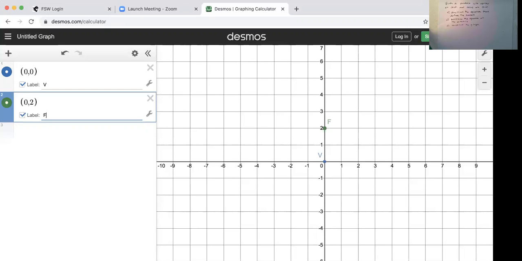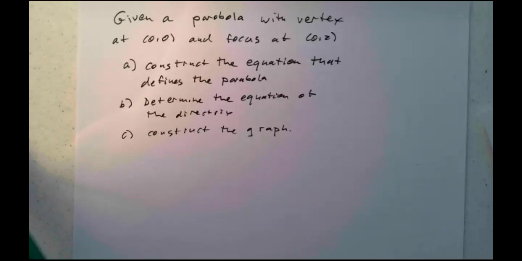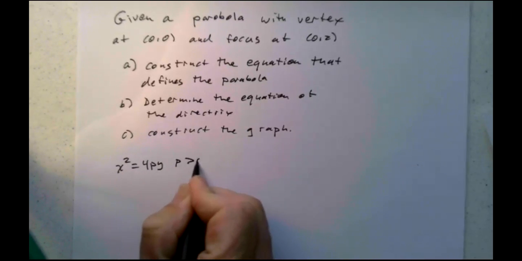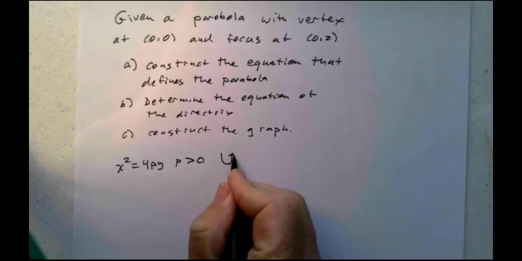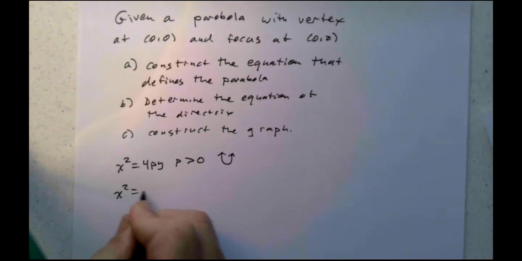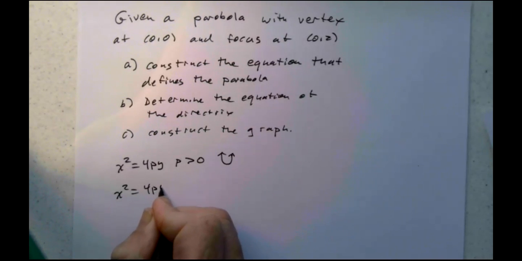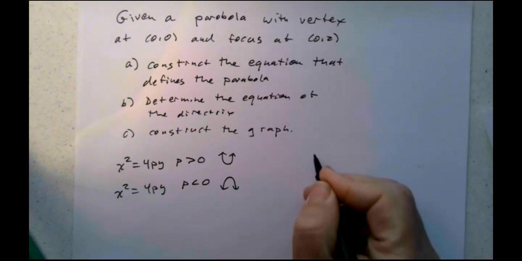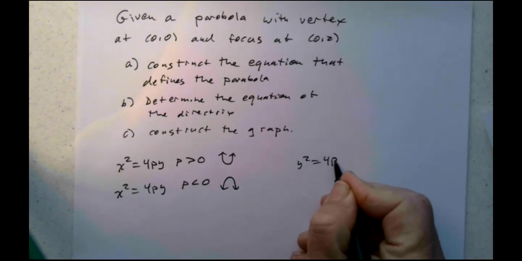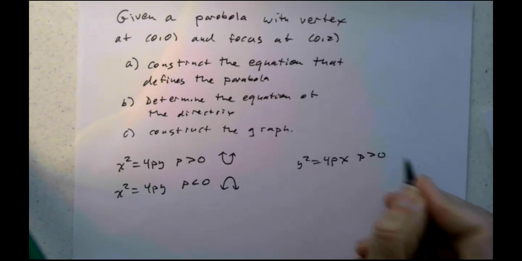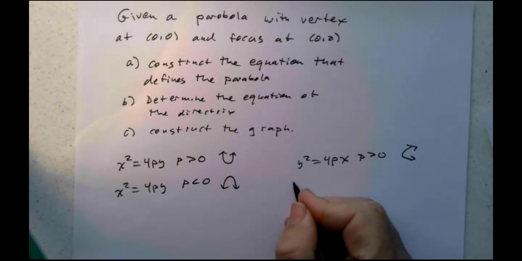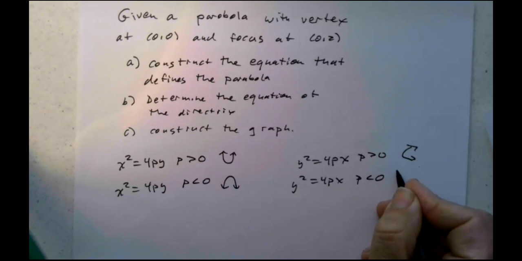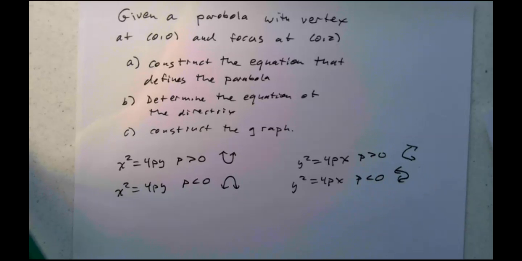And again, there are 4 different cases we can have for parabolas. We can have x squared equals 4py, where p is positive. When that happens, it looks like this. x squared equals 4py, where p is negative, and it looks like this. Then we have y squared equals 4px, where p is positive, it looks like this. And y squared equals 4px, where p is negative, and it looks like this. So those are our 4 cases.